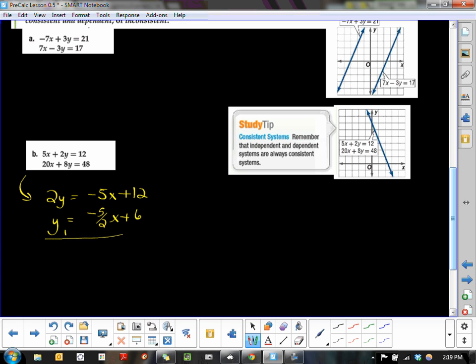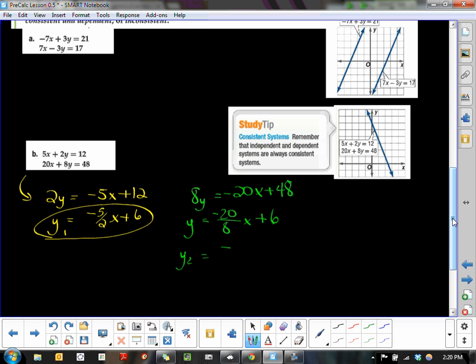That's equation 1. The second equation is going to be 8y equals negative 20x plus 48. We divide both sides by 8. So I get negative 20 over 8 x plus 48 divided by 8 is 6. Well, that 20 over 8 reduces, so that means our equation y sub 2 is going to be negative, divide top and bottom by 4, 5 halves x plus 6.